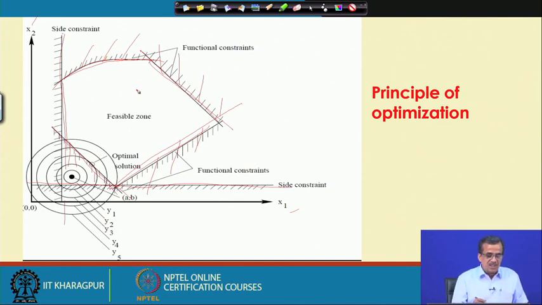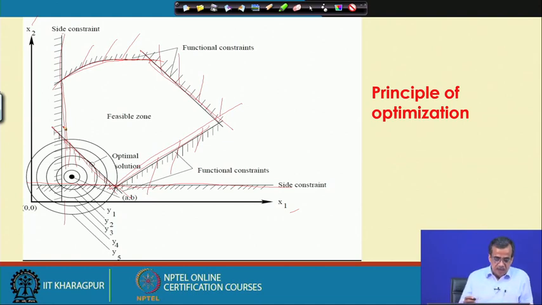Now, any points which are lying inside the feasible zone are known as the free points, and the points which are lying on the boundary of this particular feasible zone are known as the bound points. Now, the optimal solution could be either the free points lying inside the feasible zone or the bound points which are lying on the boundary of the feasible zone. Now, how to find out the optimal solution? How does an optimization algorithm try to locate the optimal solution?